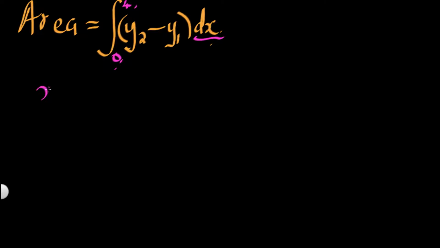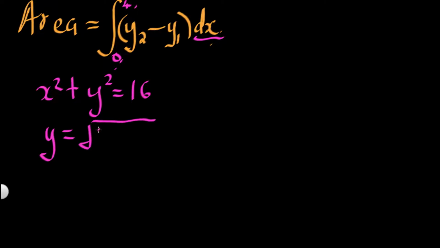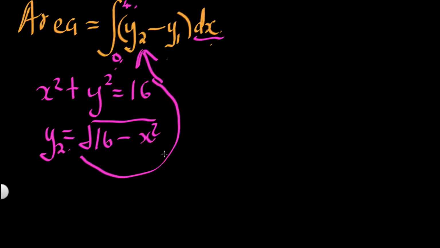We know the equation of the circle is x squared plus y squared equals 16. This is the equation of the circle. So from here, I can make y subject of the formula so that I have an expression in terms of x that I'll substitute here. This means y is equal to the root of 16 minus x squared. So this is my y2, by the way.